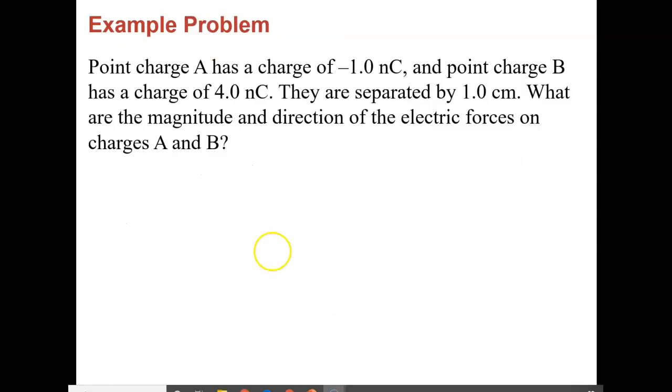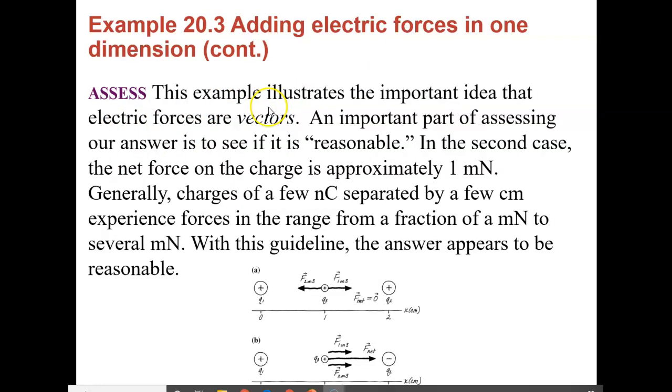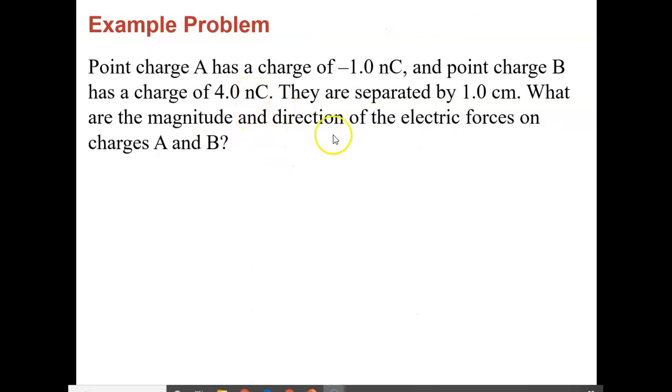So with this one, I want you to solve on your own. Go back and look at how they solved this, and find the magnitude and direction of the electric force.